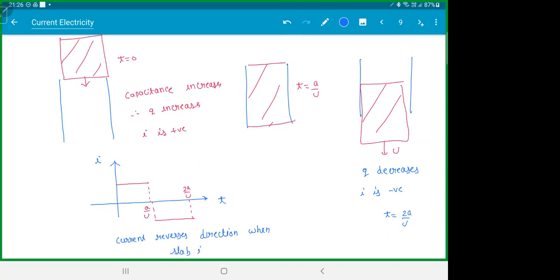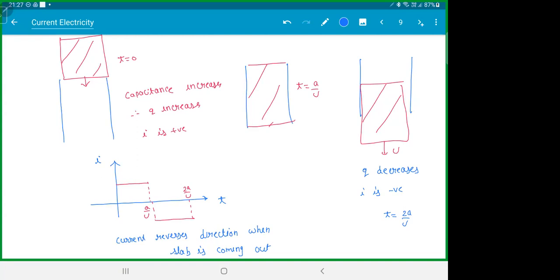Be careful. If they ask you a graph, this is what you do. Magnitude is constant, but the direction reverses. Is that making sense, everyone? Because as the slab is entering, Q increases. So I is positive, meaning the capacitor is getting charged. When the slab is going outside, C decreases, meaning charge on the capacitor is decreasing.